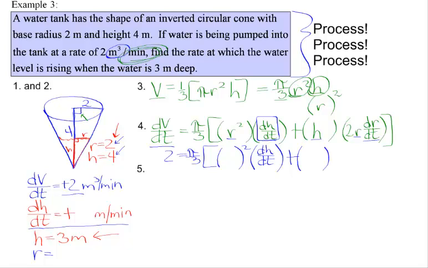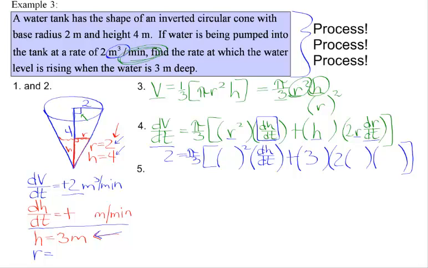They gave me a value for h when h is 3. Again, I don't have a value for r. I hope to find it. And I don't have a value for dr dt. I hope to find that as well. So how am I going to find this value of r and this value of dr dt? I have to have them in order to solve for dH dt.